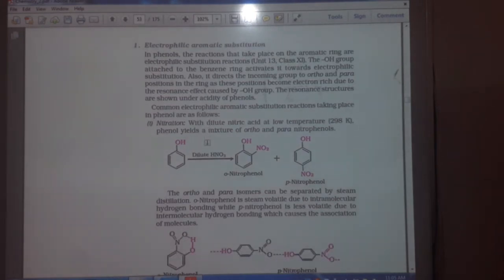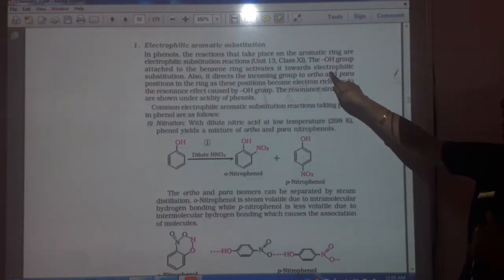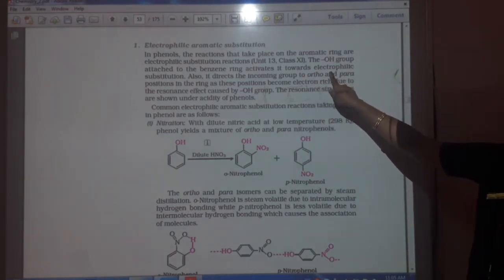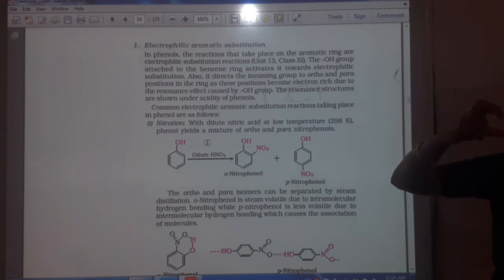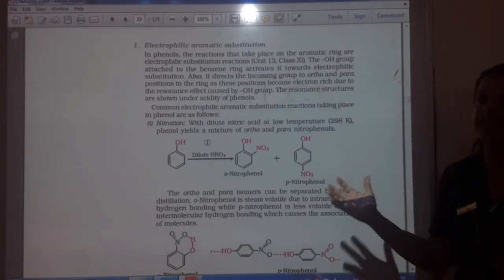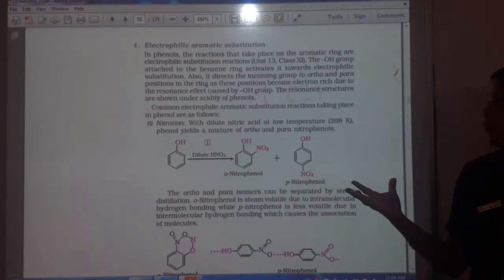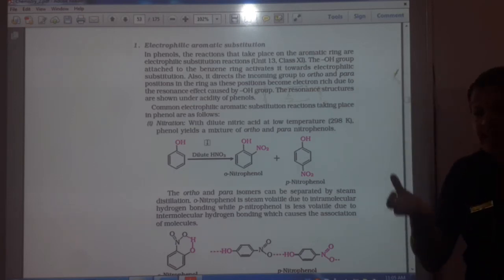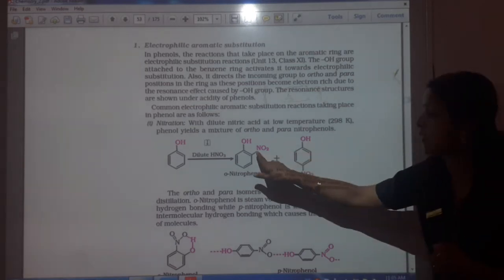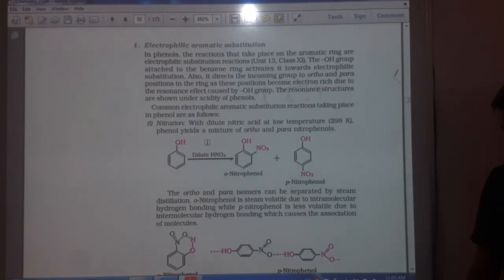What do you mean by that? The OH group in the benzene ring actually activates the ring towards the electrophile. That is, it allows an electrophile because it has electron-rich centers. Because we studied the resonance, all these ortho and para centers have more electrons. So what happens? It allows the incoming group to attack my ortho and para centers. That is how you get the reactions formed.